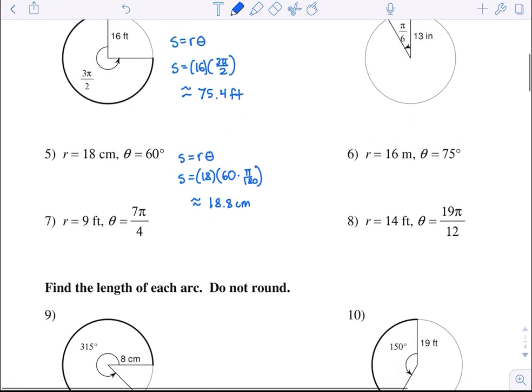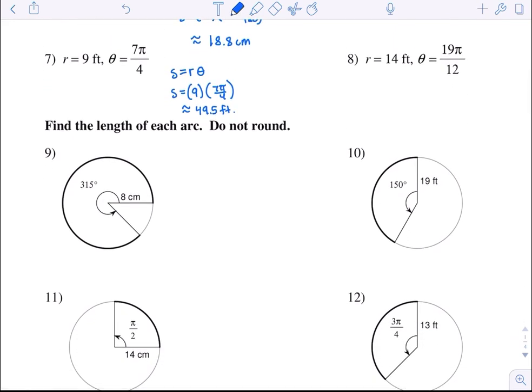Alright. 7. S is equal to R times theta. So S is going to equal, your radius is 9. Your theta is 7 pi over 4. We don't need to make a conversion because it's already in radians. So 9 times 7 times pi, all divided by 4. 49.5 feet. And there are those ones.